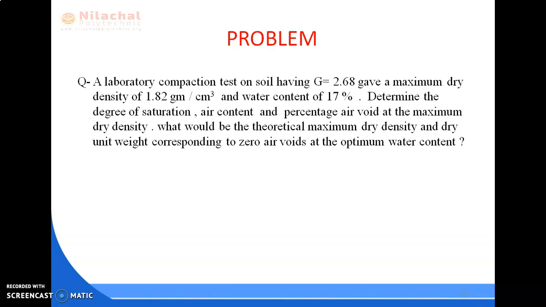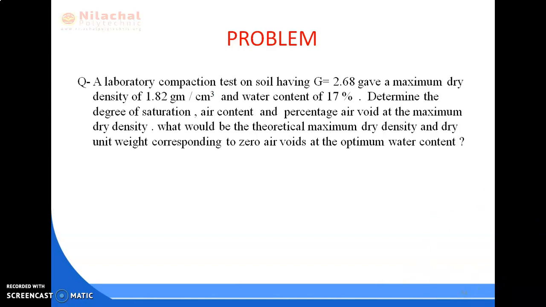The question is: a laboratory compaction test on soil having specific gravity G equal to 2.68 gave a maximum dry density of 1.82 gram per centimeter cube and water content of 17%. Determine the degree of saturation, air content and percentage air void at the maximum dry density. What would be the theoretical maximum dry density and dry unit weight corresponding to zero air voids at the optimum water content? So this is our question.